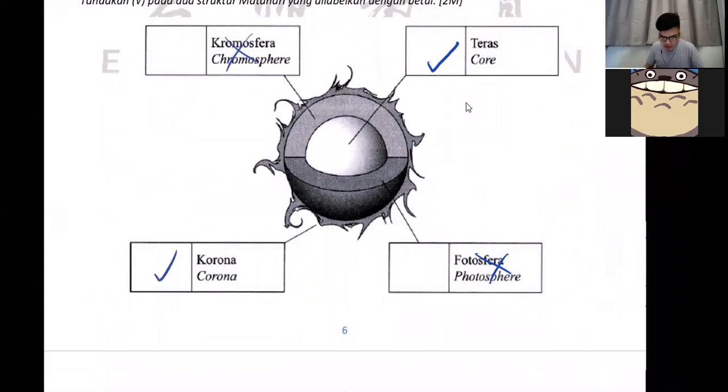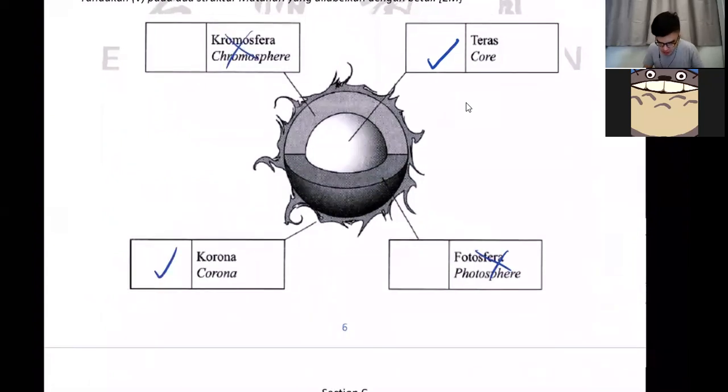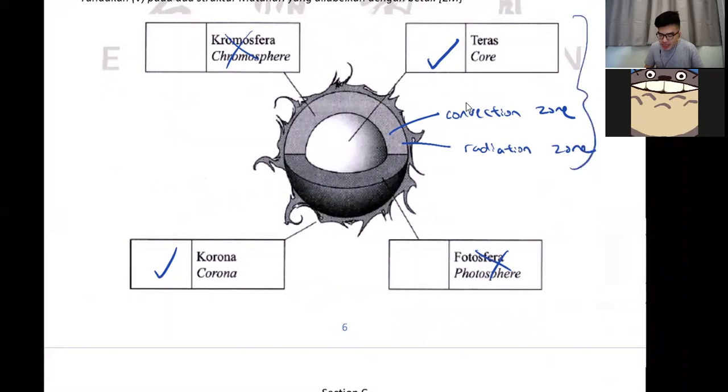Corona is the outside. So if you still remember, this middle zone is called convection zone, zon perolakan. And the outside one, okay, there should be one more outside, which is a radiation zone, zon sinaran. These three are the inner layers of your sun. And then the outer layer got 3. Okay, outer layer here. The innermost outer layer is your photosphere.